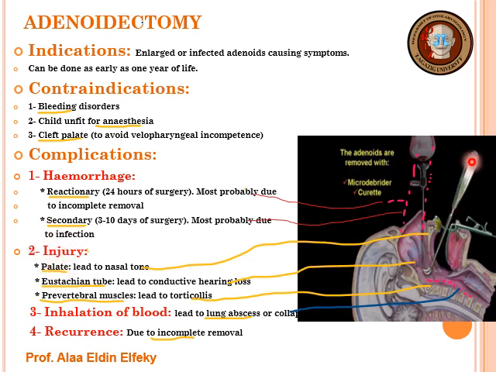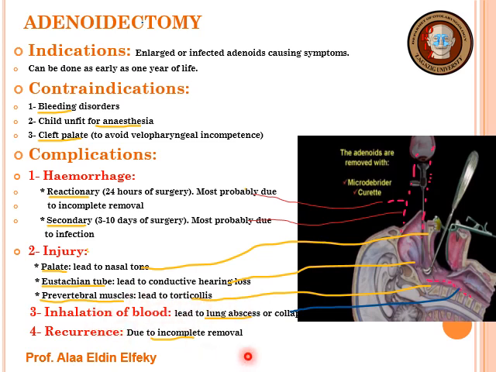Then injury. This curette can cause injury to the palate. This will cause nasal tone or sometimes regurgitation from the nose. Second, tube injury, this will cause conductive deafness due to otitis media with effusion. Then injury to the prevertebral muscles, and this may cause torticollis.